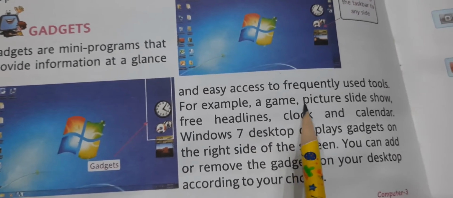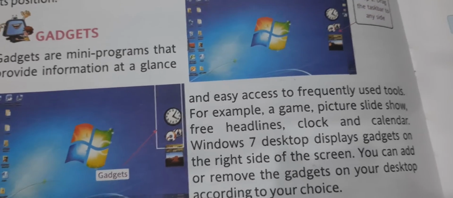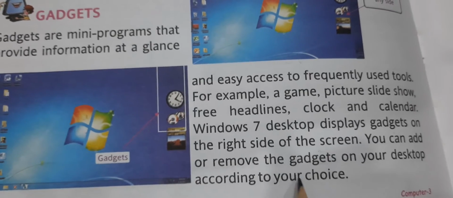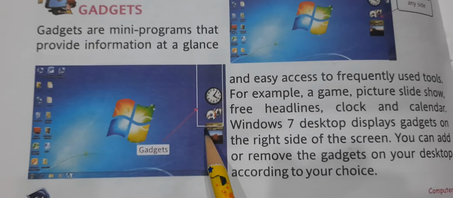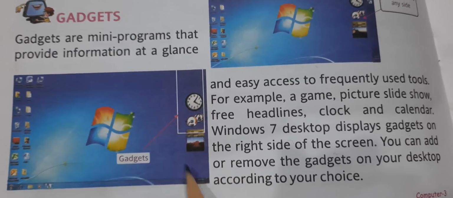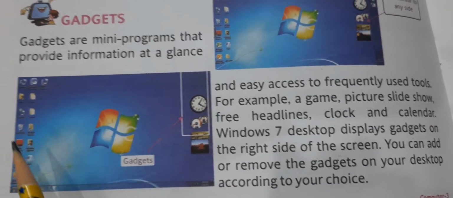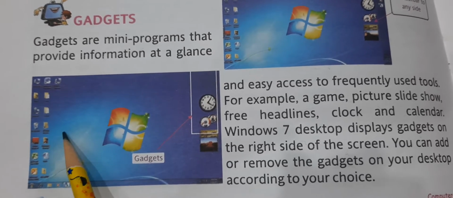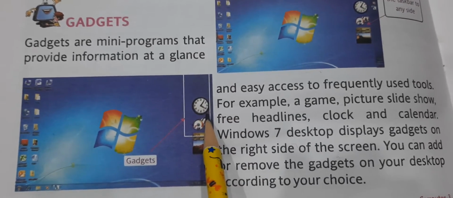Now these are some of the gadgets, and in the practical video also you will see the various gadgets available in Windows 7. So what does the Windows 7 desktop do? It will display the gadgets on the right side of the screen, this side. Every time you add gadgets, they will be added here and not on the left side, because the left side is the default place for all the icons to be stored. So the gadgets are added to the right side.